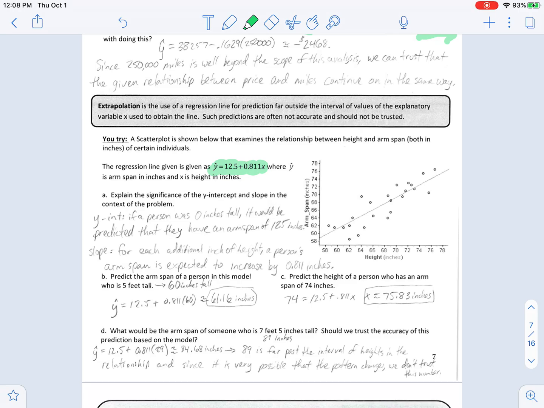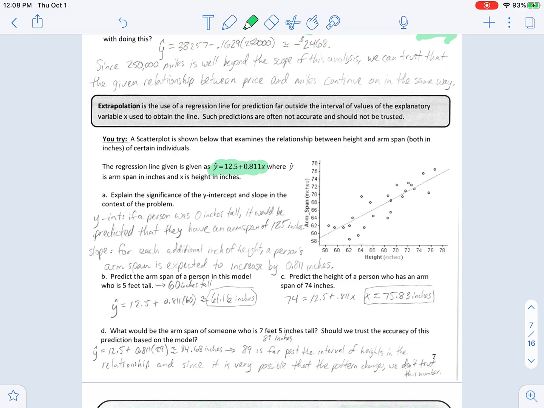It would be predicted they have an arm span of 12.5 inches. That would be remarkable. If you were that person, that would be impressive, okay? Obviously, that doesn't logically make sense, but that is technically what the data suggests. That is another reason to understand extrapolation. This data only goes as low as 58 inches.